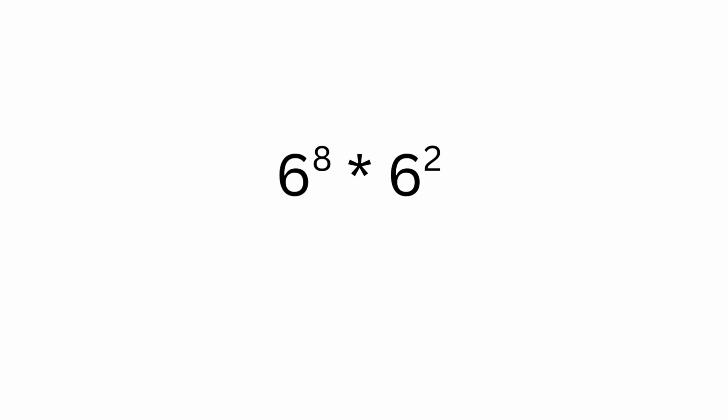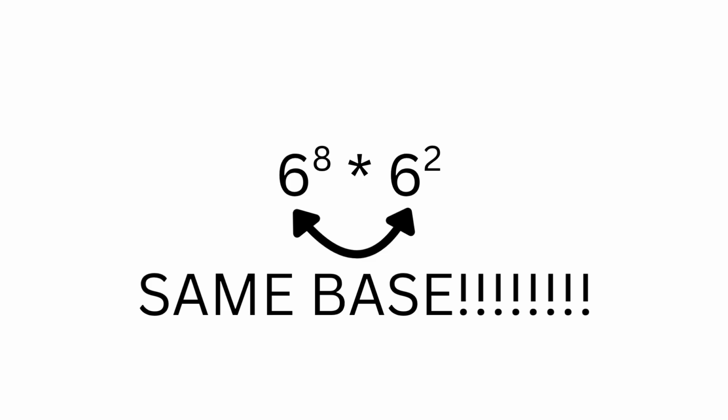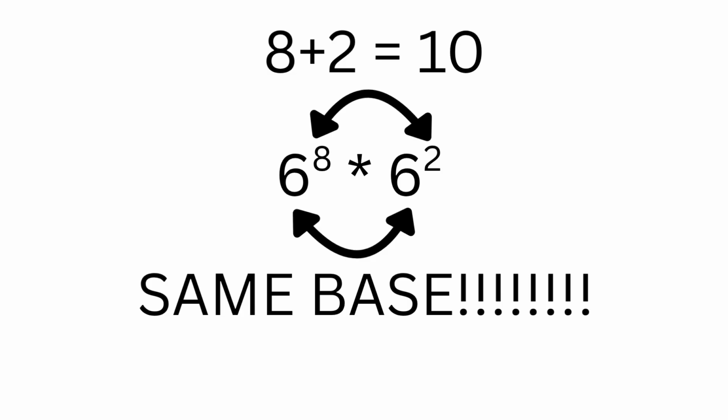Next, we have 6 to the power 8 times 6 to the power 2. Here, it's multiplication, which we can do, and they share the same base. So, let's just add the exponents. The exponents are 8 plus 2, which equals 10, and then we keep the same base as 6, thus our product will be 6 to the power of 10.